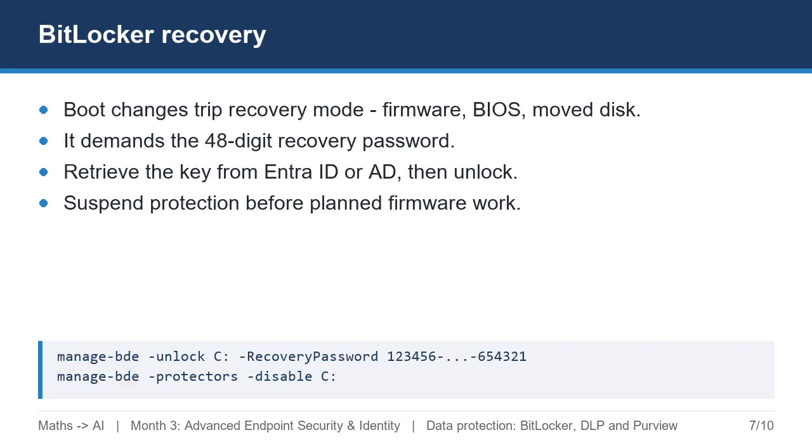Sometimes BitLocker drops into recovery mode after a firmware update, a BIOS change, or a disk moved to new hardware and asks for the 48-digit numerical password. Because you escrowed it, you simply look it up in Entra ID or AD and unlock the drive. The pro move: before any planned maintenance that touches the TPM or firmware, suspend protection rather than decrypt. The device then boots without prompting, and you resume protection afterwards. Suspend, don't decrypt. Decrypting a whole drive wastes hours.